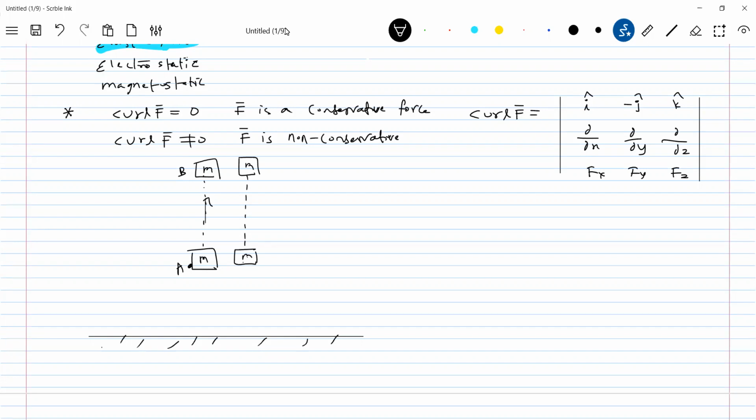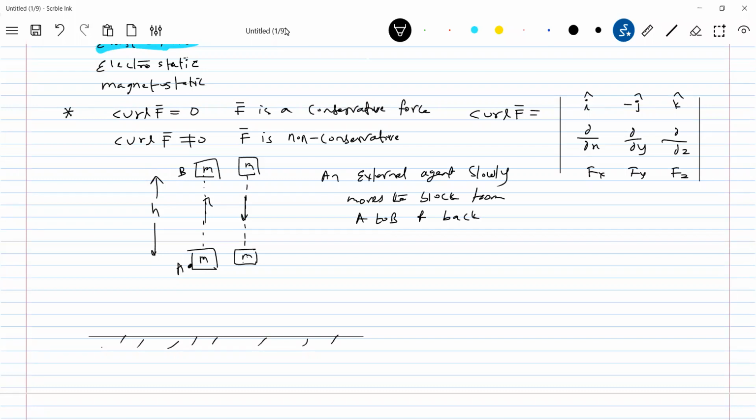So here it is shifted up, then shifted down. Let this distance be h. As it moves from A to B, it will not shift on its own; an external agent will slowly move the block from A to B and back from B to A.